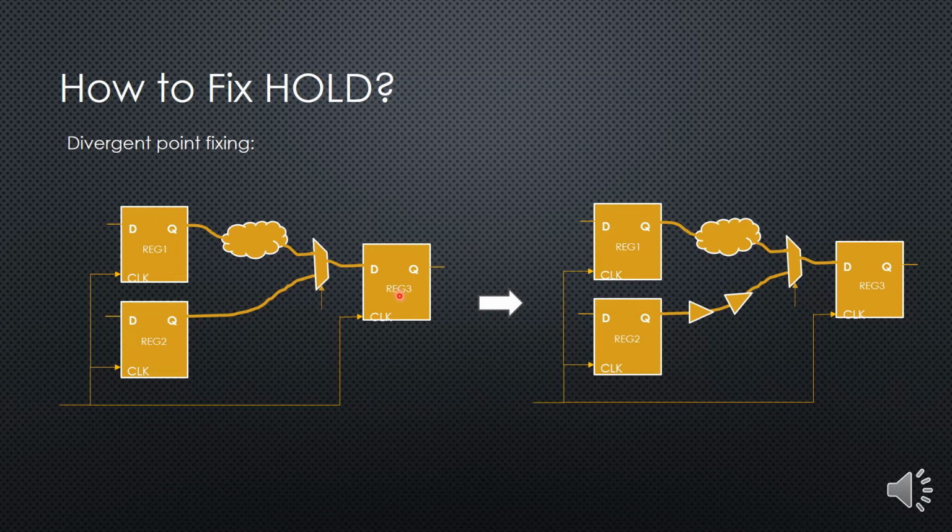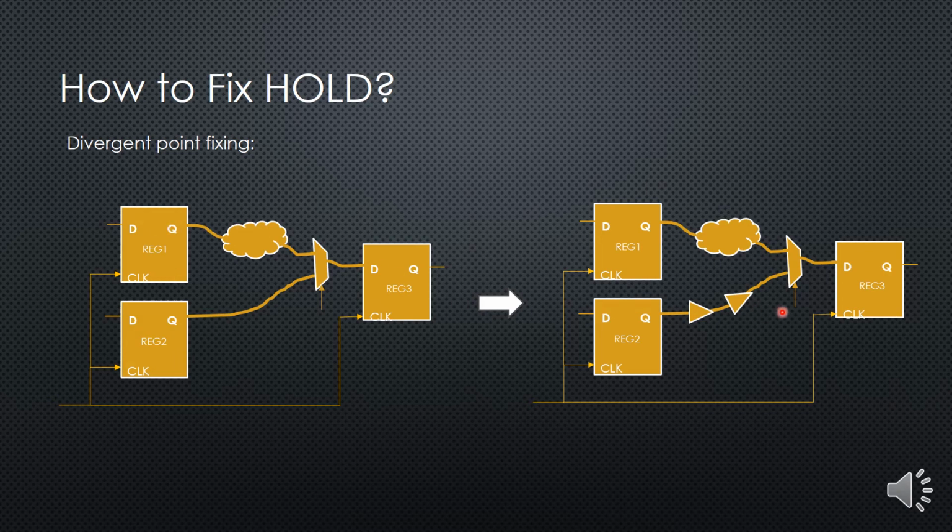In order to meet the hold, we can add a buffer on the D pin straight away. But if we add the buffer straight away on the D pin, we have more chances of violating setup in the reg 1 to reg 3 path, because we already have some amount of data path delay in this path. If we add any buffers in this path, that may violate reg 1 to reg 3 setup.